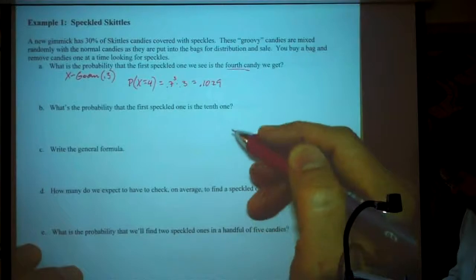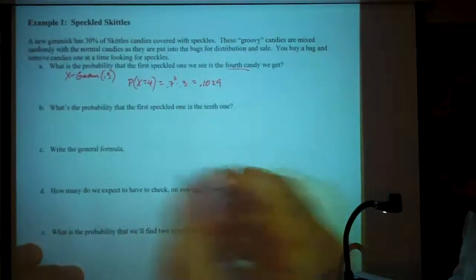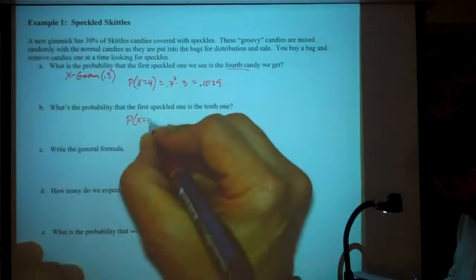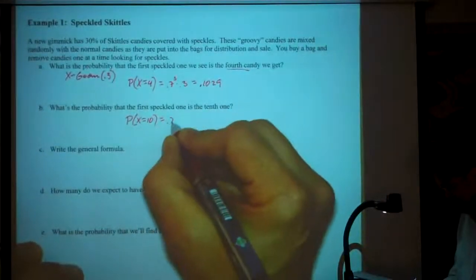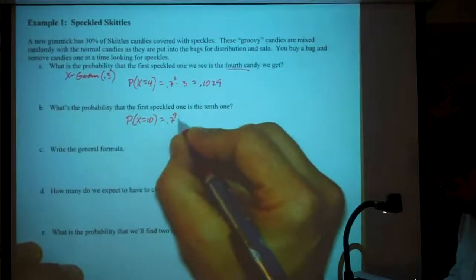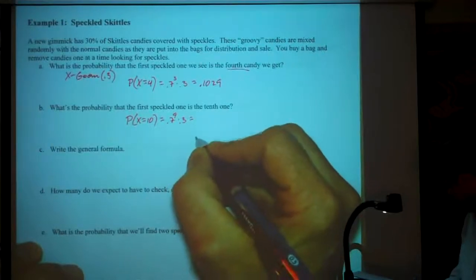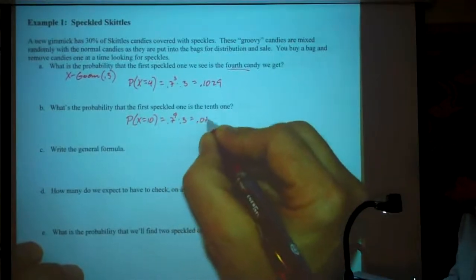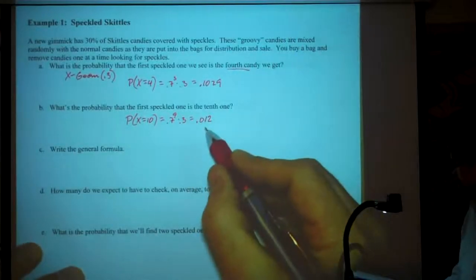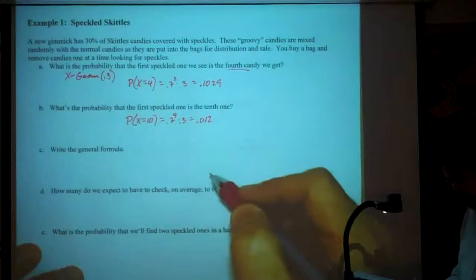What's the probability that the first speckled one is the 10th one? Well, use the same idea. The probability that X equals 10 is going to be the probability of failure, that's 9 failures, to the 9th power, times the probability of success on the 10th one. And that's going to be approximately 0.012.